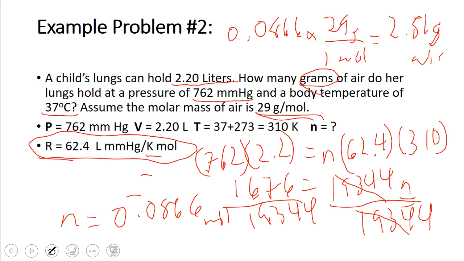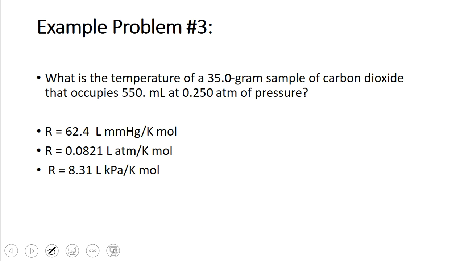All right. I do apologize for how much of a mess that is, but hopefully you're following along pretty good all the same. So finally, the last problem: what is the temperature of a 35-gram sample of carbon dioxide that occupies 550 mL at 0.25 atmospheres? So when we're filling in our PV equals nRT, let's see what we've got here. Our pressure is here and it's in atmospheres. That is fine. Our volume is here and it's in milliliters, so we're going to have to convert that to liters. And we have, instead of moles, grams.